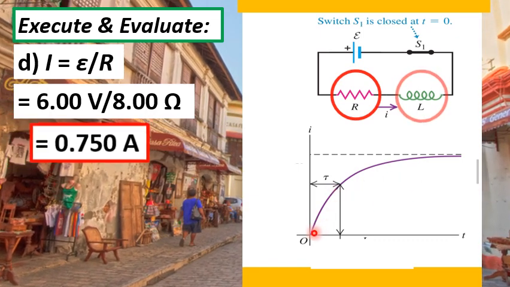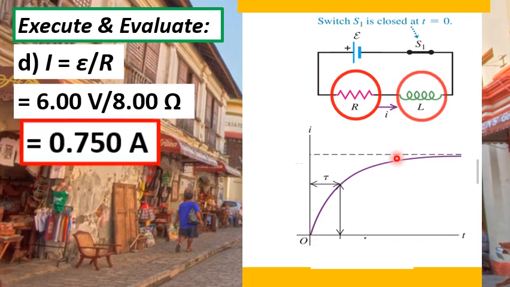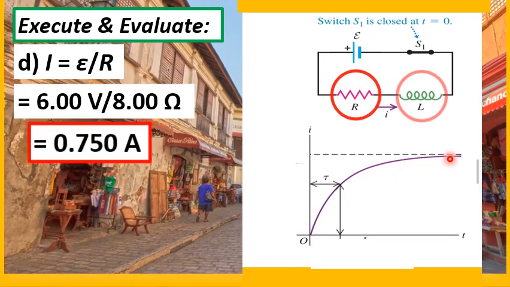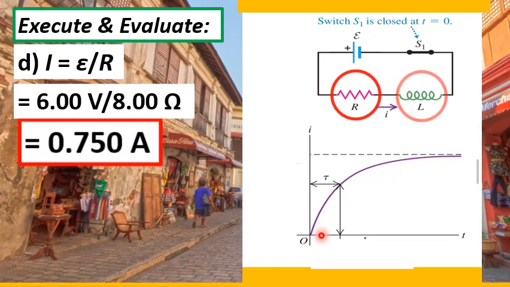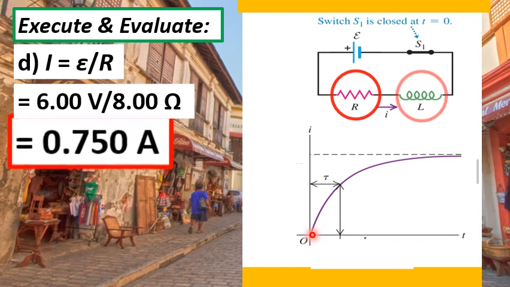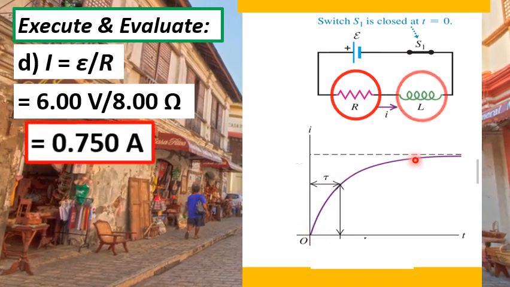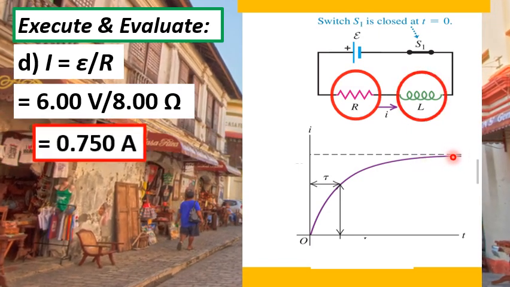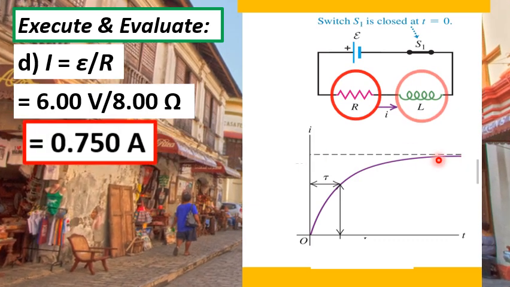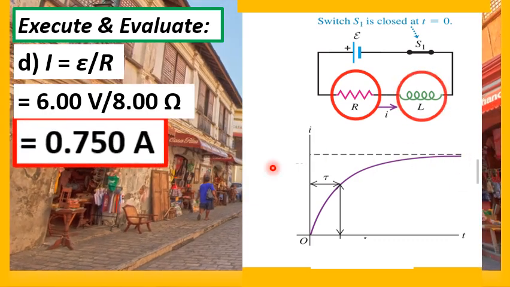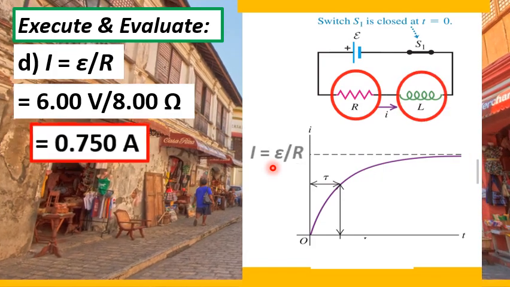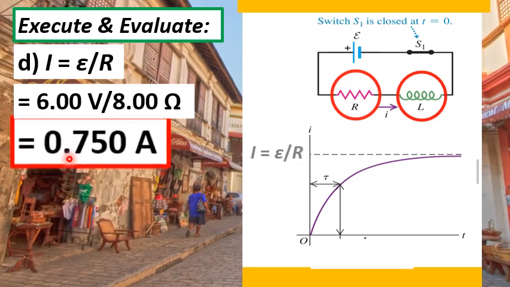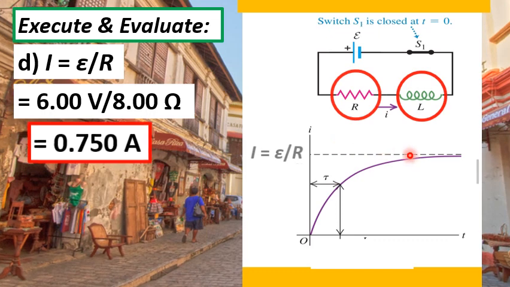As the curve suggests, its slope is getting smaller and smaller, suggesting that the rate of increase in the current is getting lower and lower until it reaches a certain value of the current that is equal to the final steady current, capital I, which you just computed as equal to 0.750 amperes.